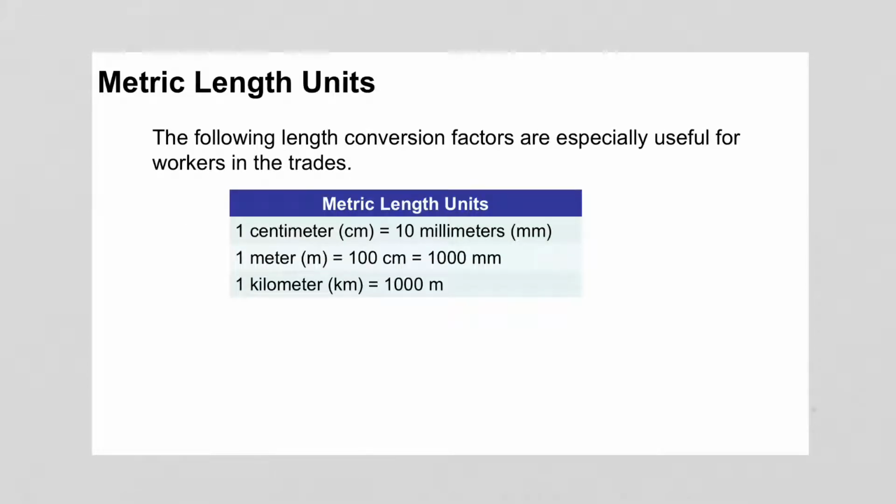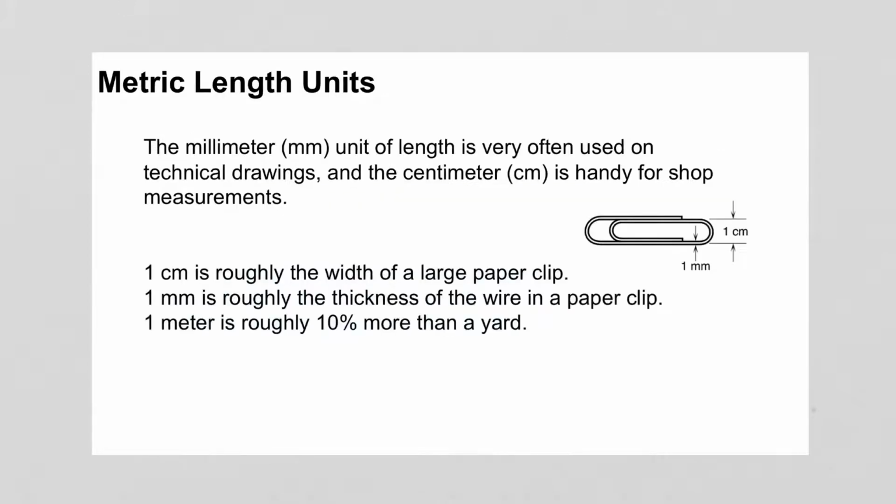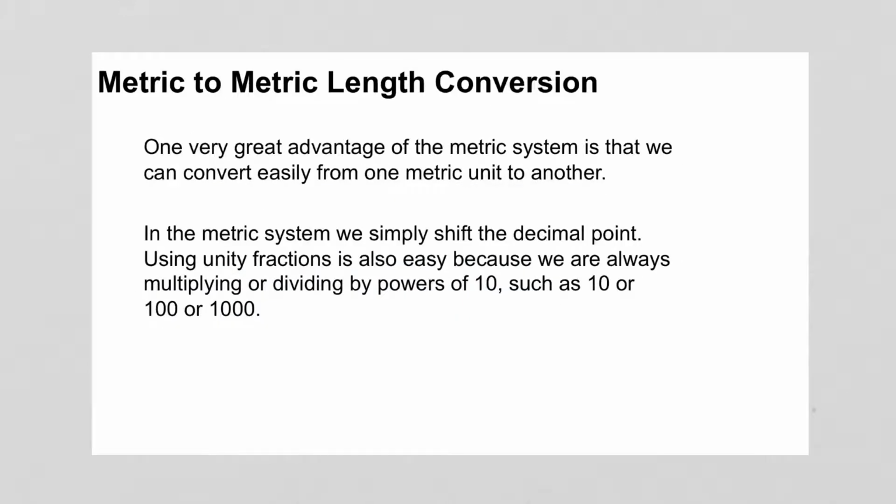And so here are some of your common conversions. 1 centimeter is 10 millimeters. 1 meter is 100 centimeters, which is 1,000 millimeters. And 1 kilometer is 1,000 meters. And you can read through those 2 slides if you like.